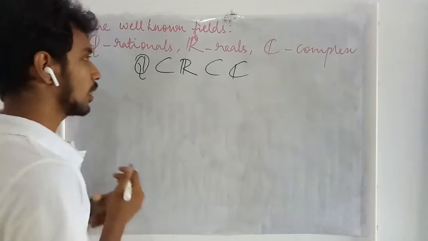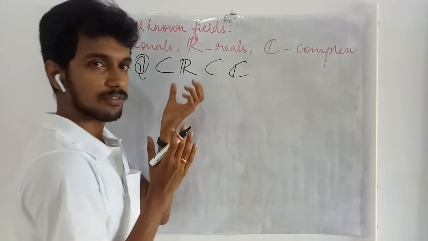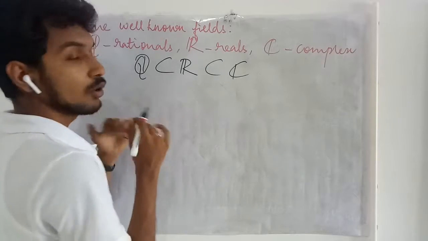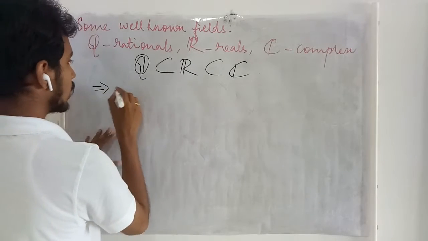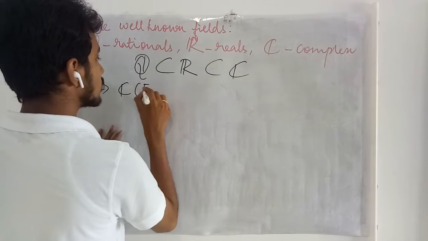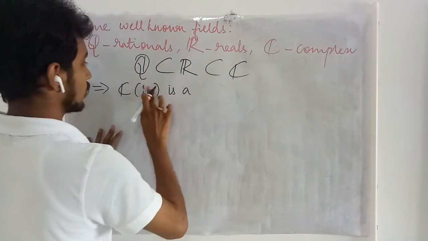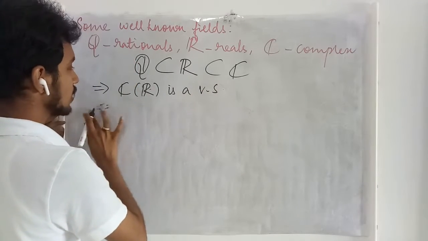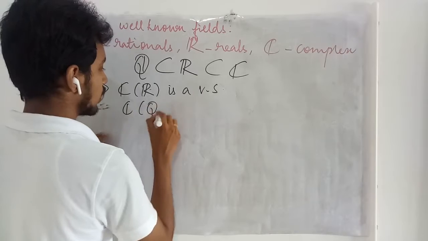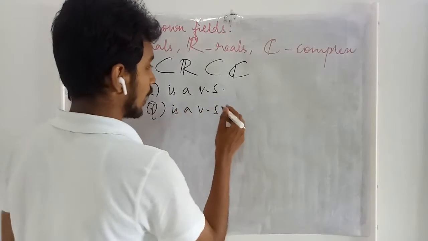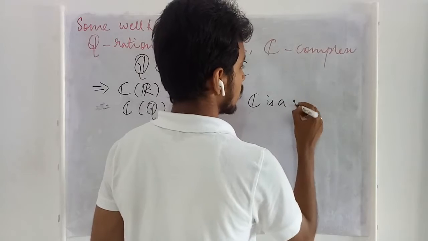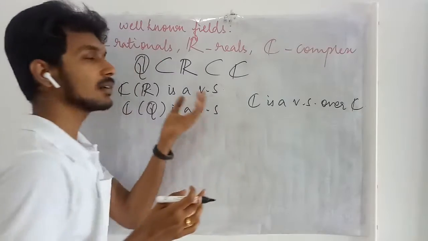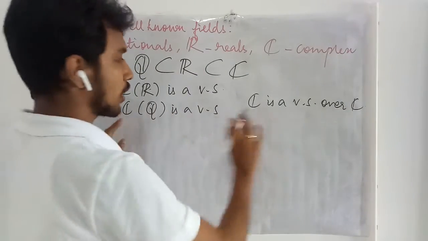In the previous lecture, what we have said is that if we have a field and a subfield, that field is a vector space over the subfield. Using that idea, we can say that C is a vector space over R. Similarly, C is a vector space over Q, as well as C is a vector space over C, because C is also a subset of itself.